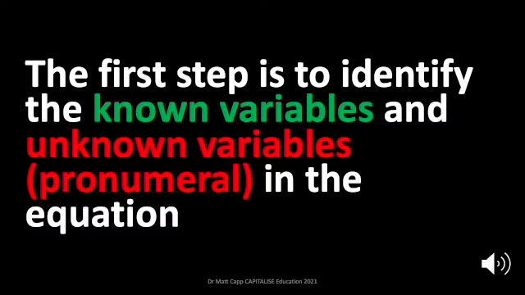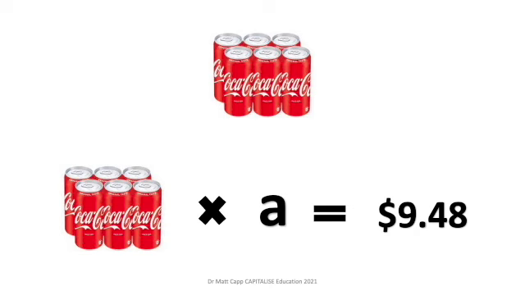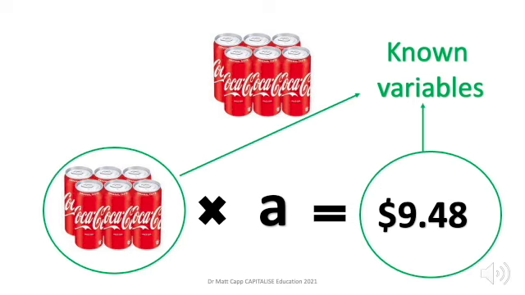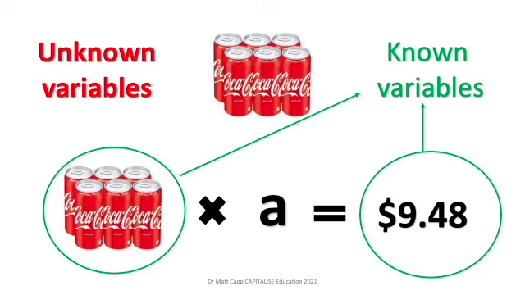The first step in calculating the best buy is to identify the known variables and unknown variables. In algebra, an unknown variable is called a pronumeral. The known variables in this equation are the number of Coca-Cola cans in a pack and the total cost of the Coca-Cola pack. The unknown variable is the individual cost of a can of Coca-Cola.